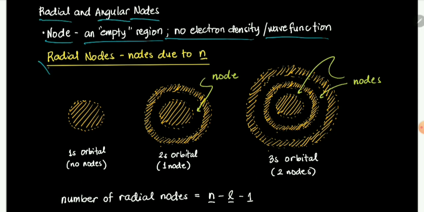So radial nodes are nodes due to the principal quantum number n. So nakadepende yung number of nodes sa distance ng ating electron sa center ng atom. Okay? So as the distance increases, dumadami din daw ang ating radial nodes. So as we can see here, sa 1s orbital, wala tayong radial node. Okay? Sa 2s orbital, meron tayong node.